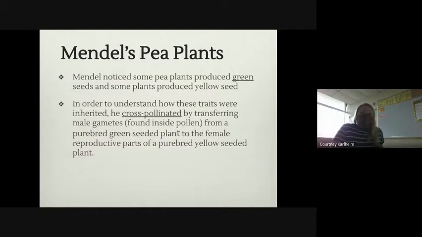All right, so what did he notice? He figured out that some pea plants produced green seeds and some had yellow seeds. So he looked at the color, like I said. And in order to understand how these traits were inherited, he cross-pollinated the pea plants by transferring the male gametes. So remember the sperm, or the sperm-like male, I think it's called the stamen, in flowers. And so he transferred that from a purebred green-seeded plant to a female reproductive parts of a purebred yellow-seeded plant. So he took one that he knew would always be green, and he took one that he knew would always be yellow, and he cross-pollinated them to see what he would get.